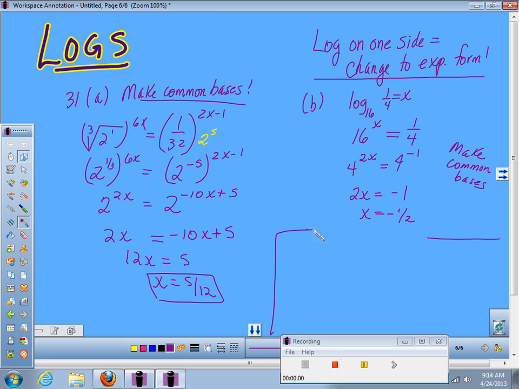Question, I should have asked this of you, but let me double check. Do you guys remember the fast way to do simple logs? What if I said, what's the log base 5 of 25? I'm asking you, 5 to what power is 25? 2. 5 squared is 25. What's the log base 9 of 81? 9 to what power is 81? 2.